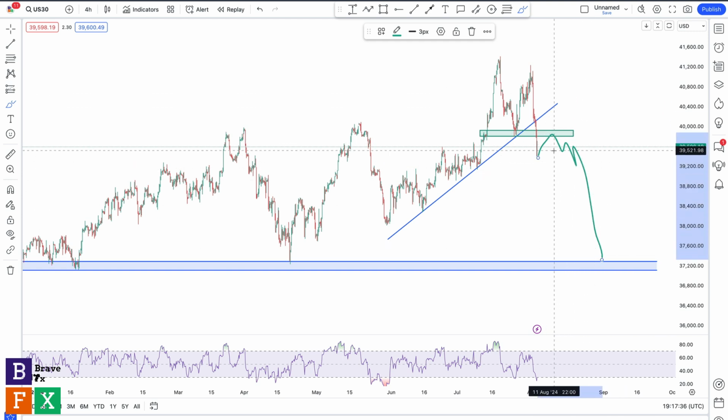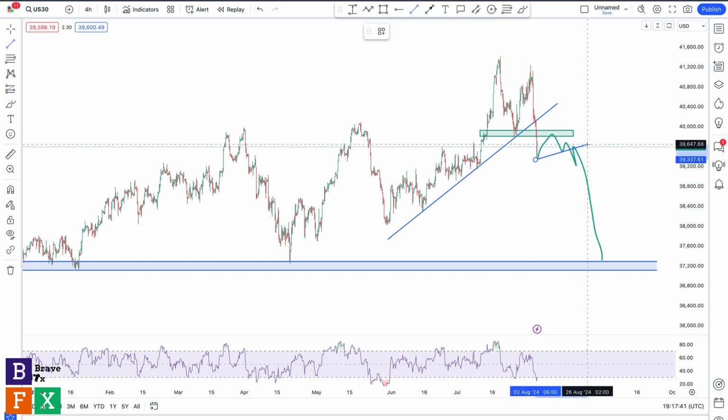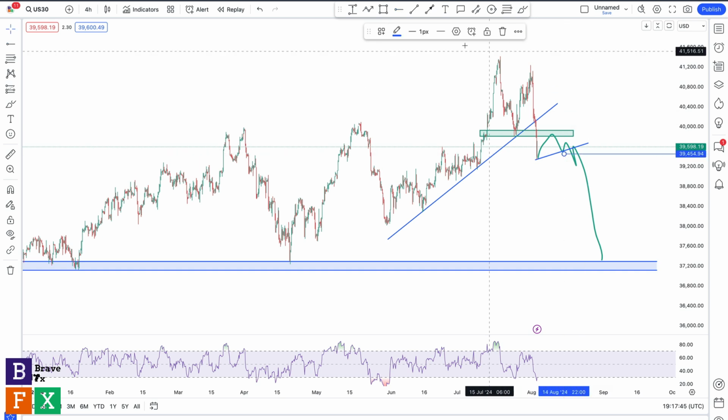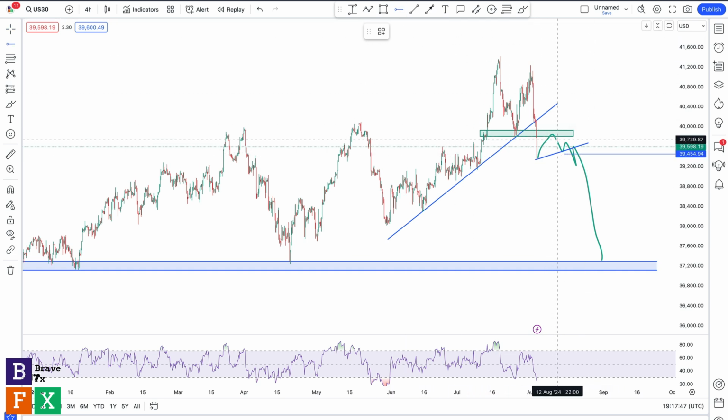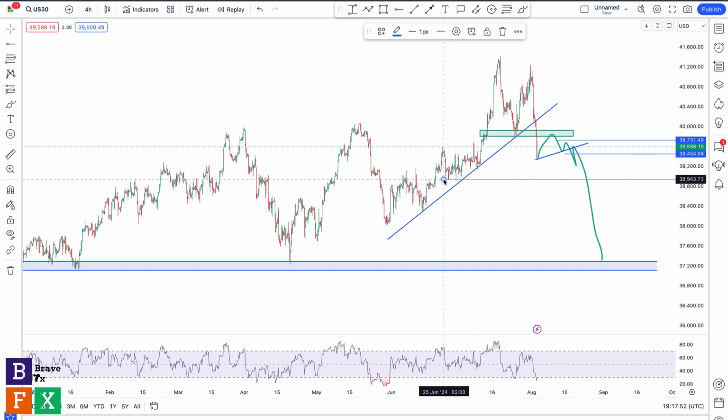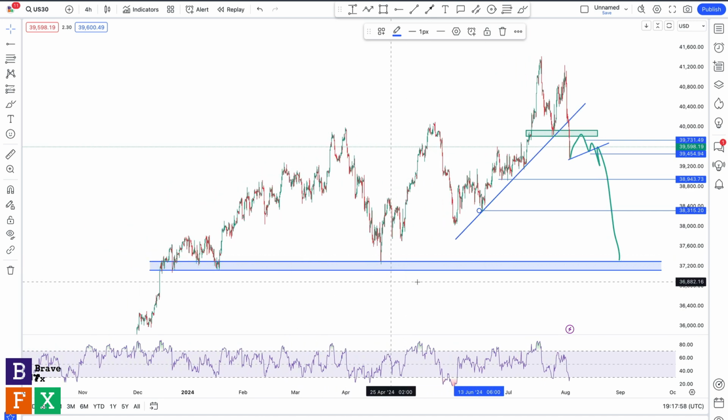So if we get a retest, get a reversal, then my entry is probably going to be at the break of the next low. So possibly around these price levels. Stop loss is going to be above the consolidation that leads to the breakout. And take profit target, first one is going to be around this price level. Second one is going to be around this price level. And last one, I'm going to aim for this bigger support level over here.